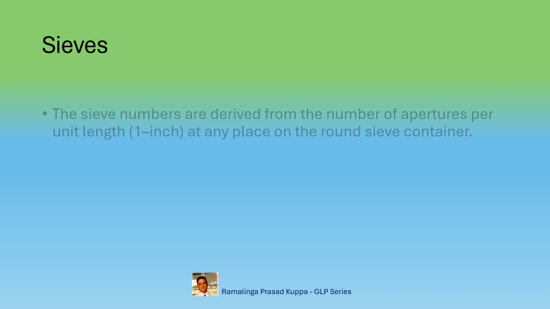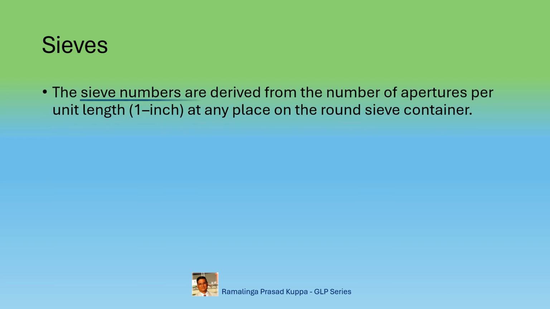The sieves. The sieve numbers are derived from the number of apertures per unit length, that is 1 inch, at any place on the round sieve container. The sieve numbers are derived this way. You may count the number of squares per inch at different locations of the sieve and you will be surprised to see that this matches.